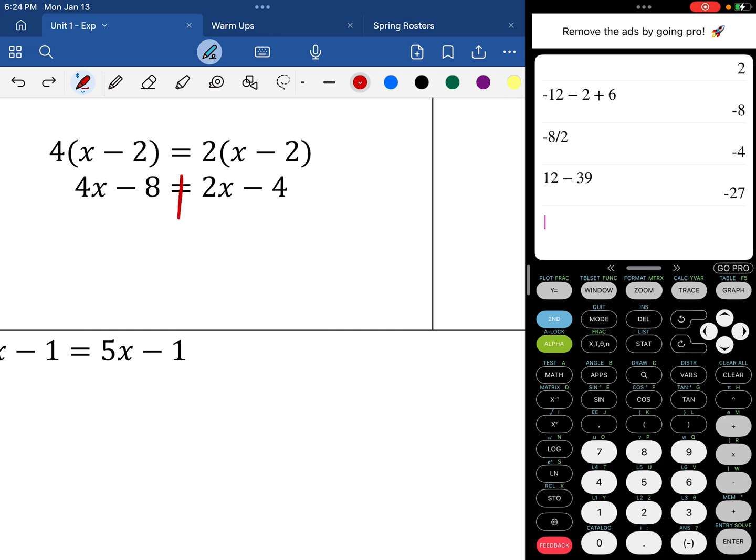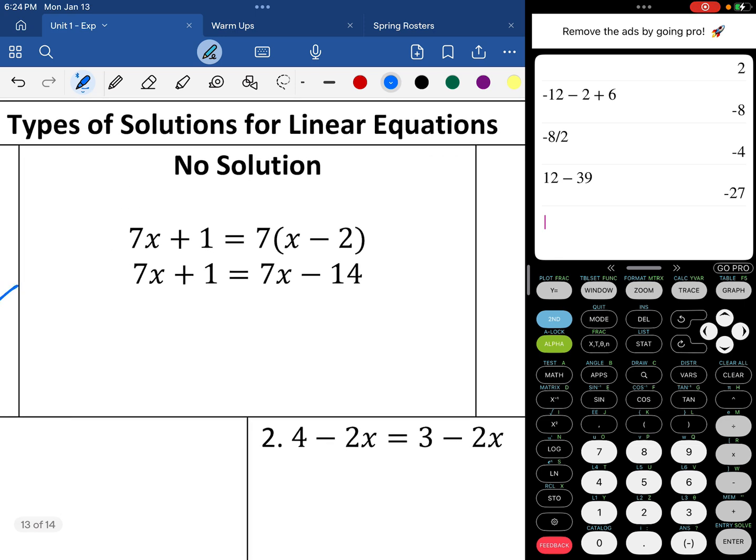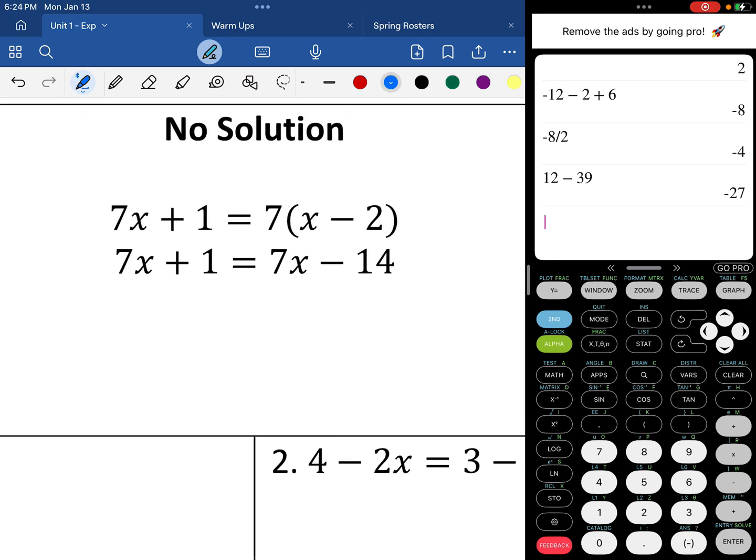So we have this. We're going to split. 4x comes down. Negative 8 goes over, becomes positive. 2x goes over, becomes negative, and then negative 4 drops down. So we get 2x equals 4, divide by 2, divide by 2, x equals 2. That checks out. Perfect. Let's look at what a no solution example would be like.